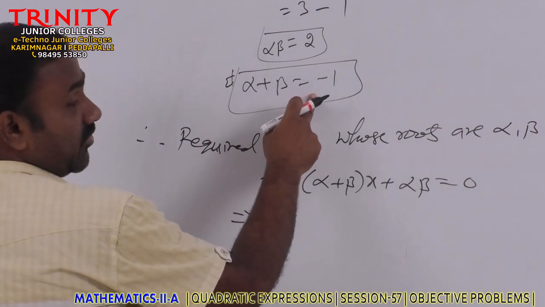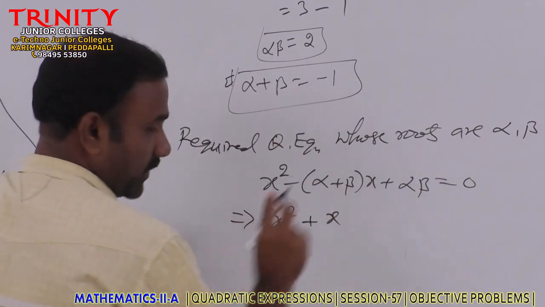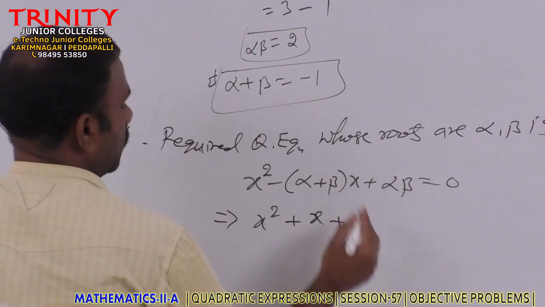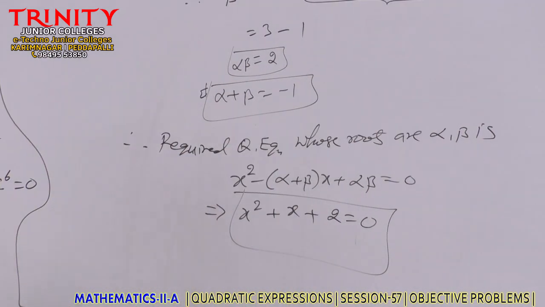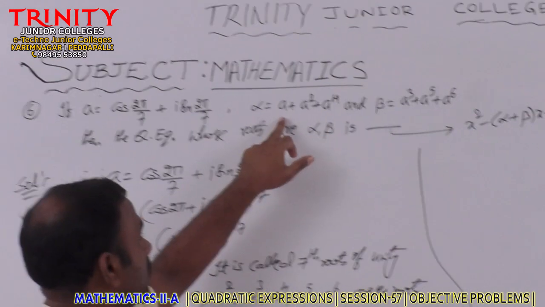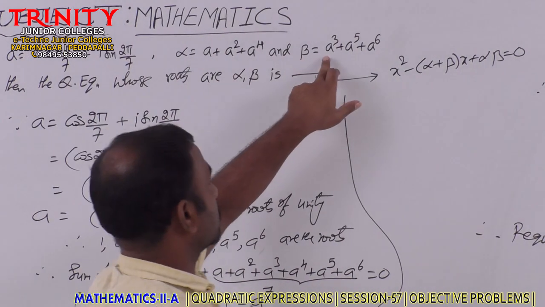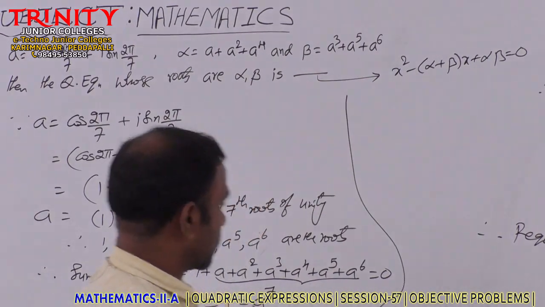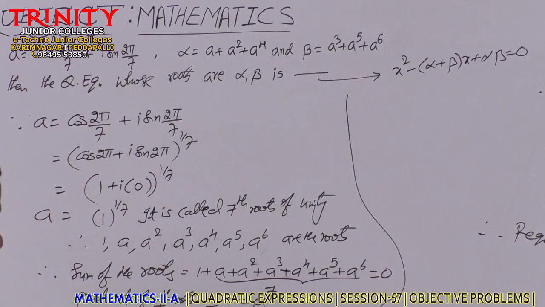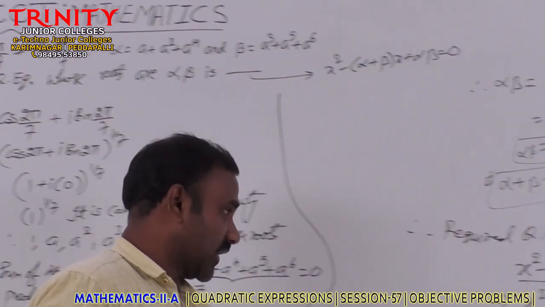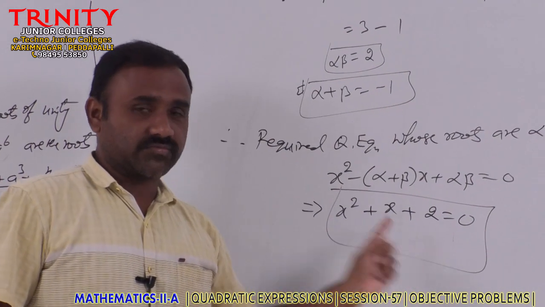Then the required equation is x square. Alpha plus beta value we got it as minus 1. Therefore, it becomes plus x. Alpha beta value we got it as 2, equal to 0. This is a quadratic equation whose roots are alpha is equal to a plus a square plus a^4 and beta is equal to a cube plus a^5 plus a^6. From the complex number a is equal to cos 2 pi by 7 plus i sin 2 pi by 7, we will get the quadratic equation is this one.